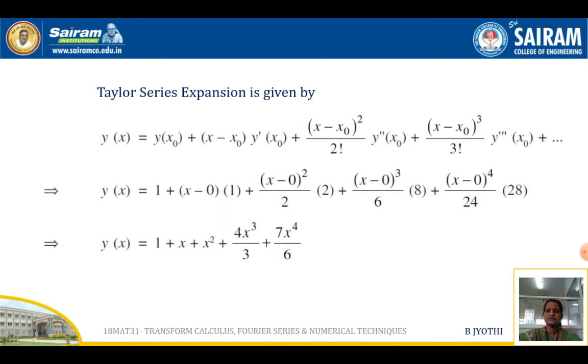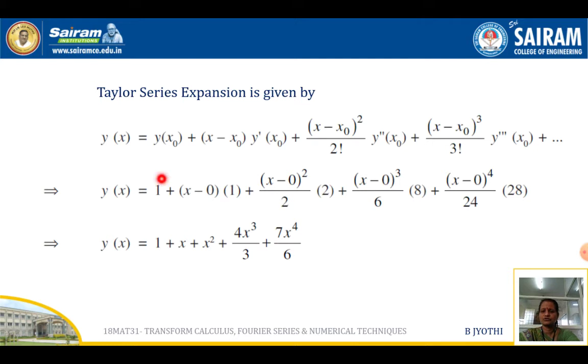So the Taylor series expansion formula is given by y of x is equal to y of x naught plus (x minus x naught) into y dash x naught plus (x minus x naught) the whole square by 2 factorial into y double dash of x naught plus (x minus x naught) the whole cube by 3 factorial y triple dash of x naught plus one more term also needs to be considered because it is up to fourth order, that is (x minus x naught) the whole power 4 by 4 factorial into the y fourth derivative of x naught.